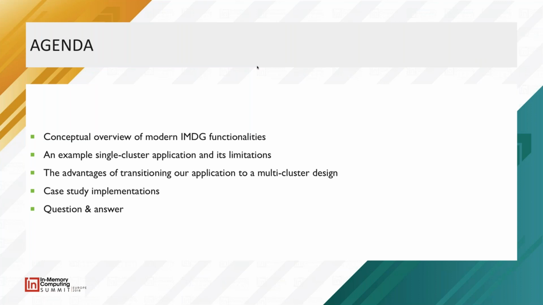I'm then going to give an example of a traditional single cluster application built on top of GridGain that does a lot of amazing stuff but has certain limitations. And then I'm going to talk about how we can overcome those limitations by transitioning that sample application from a single cluster design to a multi-cluster design. I'm then going to talk about some case study implementations. These are systems that I've actually built for my customers at GridGain that represent multi-cluster use cases that are in production. And finally, we'll leave some time at the end for a Q&A, because I'm sure you guys will have plenty of questions.